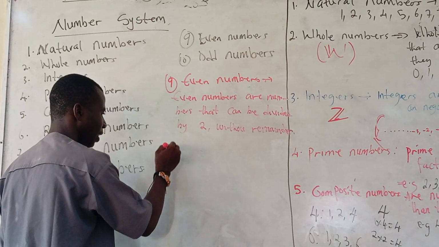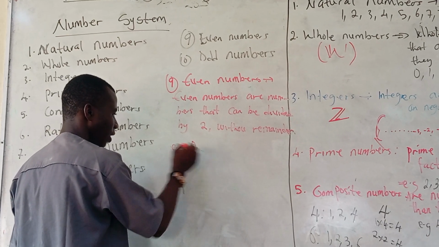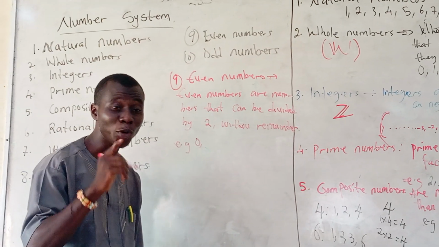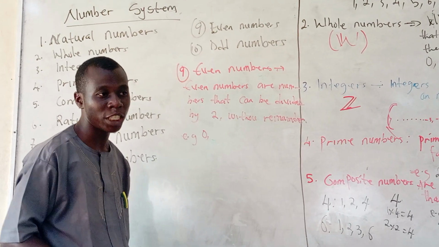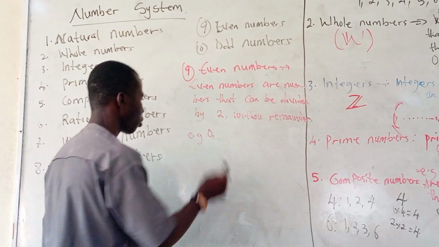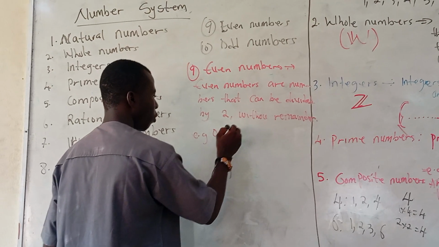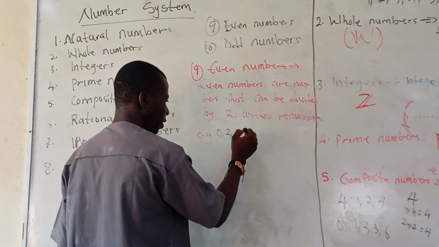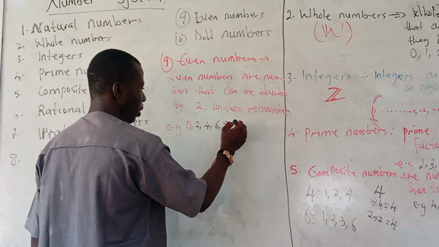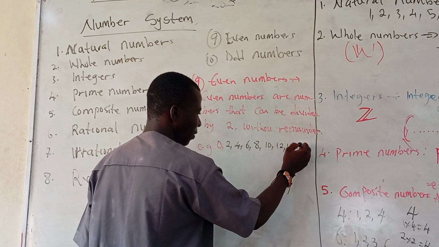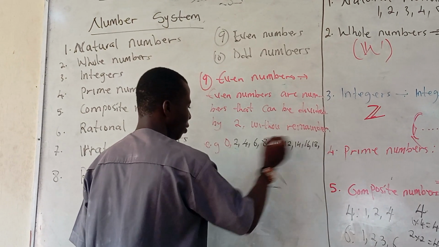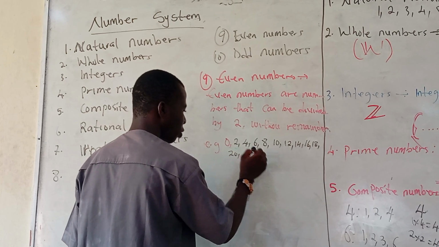And what are examples? We have 0. Yes, 0 is an even number because if you divide 0 by 2, it will give you 0. There's no remainder. So we have 0, 2, 4, 6, 8, 10, 12, 14, 16, 18, 20, and so on.